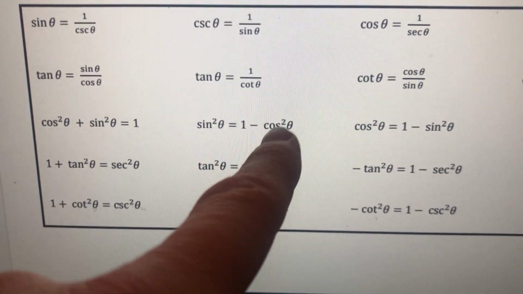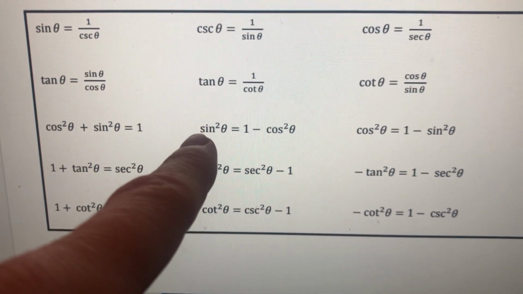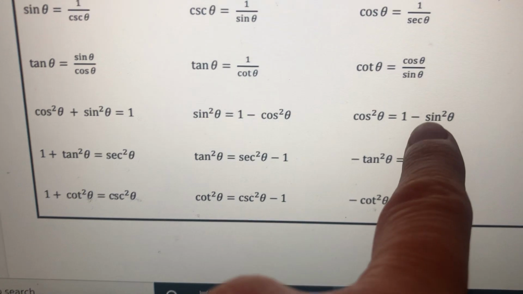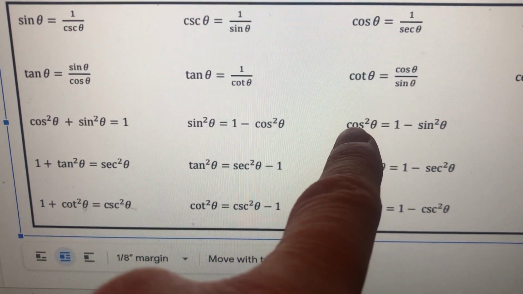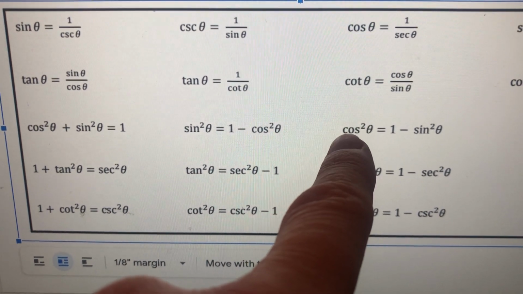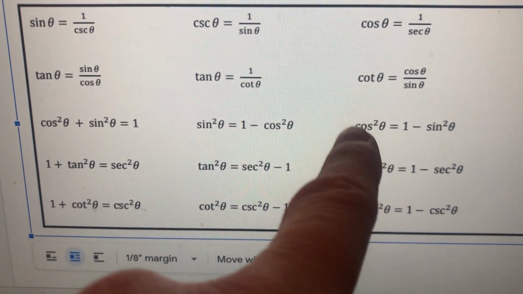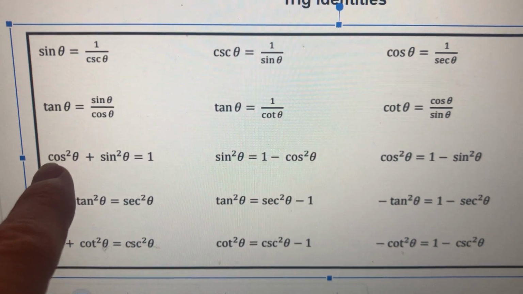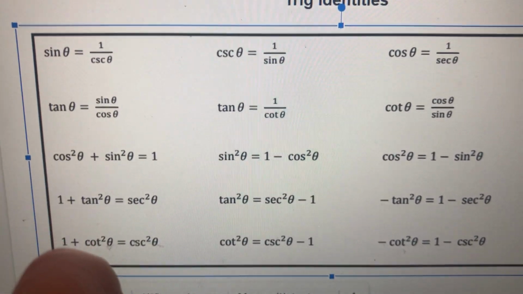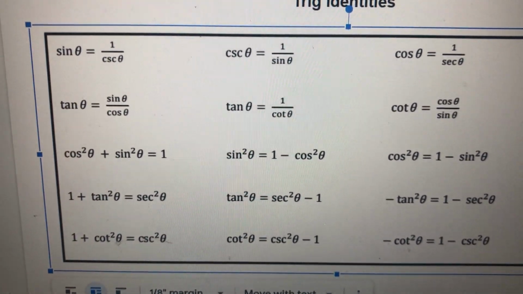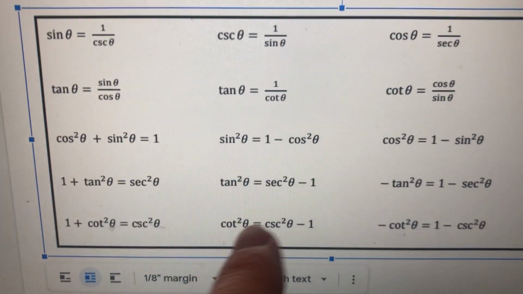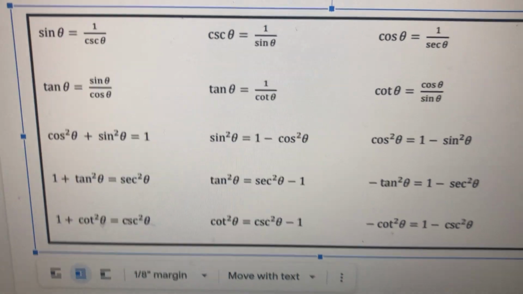1 minus cosine squared theta is equivalent to sine squared theta. And then the reverse, 1 minus sine squared theta is equal to cosine squared theta, right? That comes from this, right? If I subtract the cosine on the other side, I get sine, right? And if I subtract the sine on the other side, I get cosine. Get it? All right, so these are based off of the Pythagorean identities.